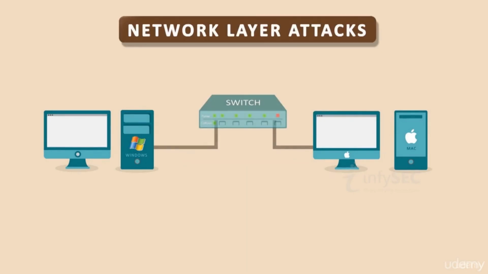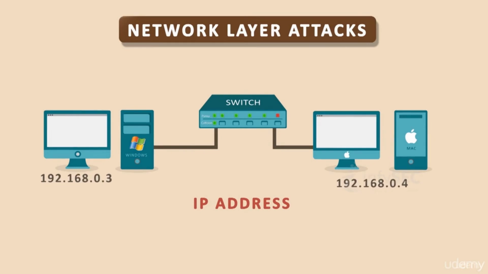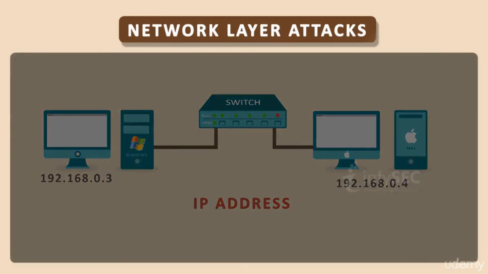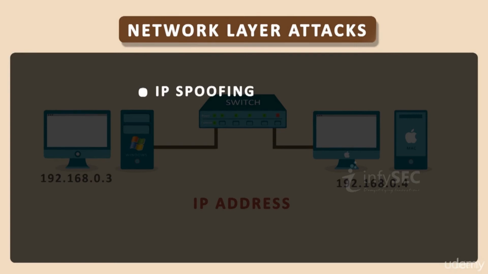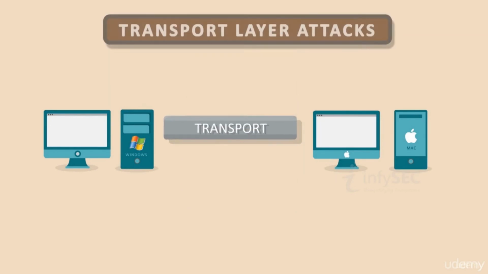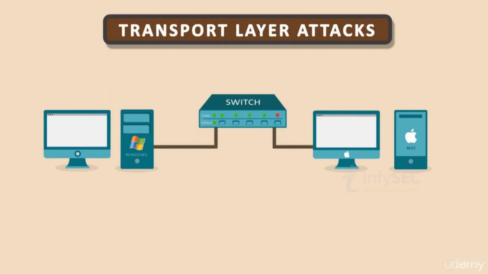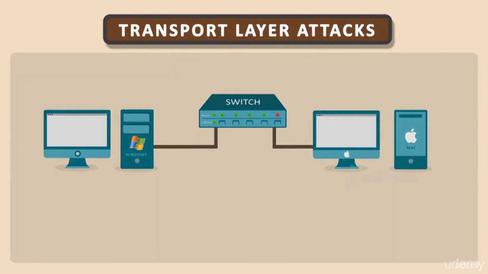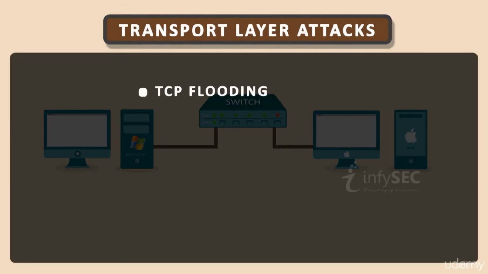Network layer attacks. The network layer works based on the IP address of the systems connected in a network. Some of the attack vectors that disrupt the communication at this layer of the OSI model include IP spoofing, sniffing, MITM, ICMP flooding, smurf, ping of death. Transport layer attacks. The transport layer is the one responsible for the transmission of data across the systems in a network. The attack vectors that disrupt this transmission include TCP flooding and UDP flooding.